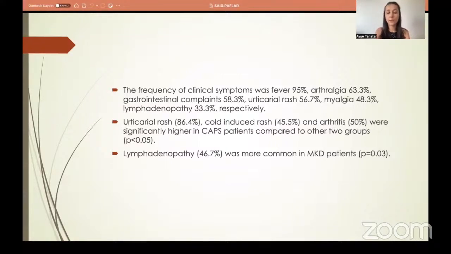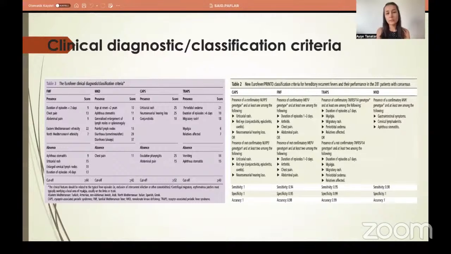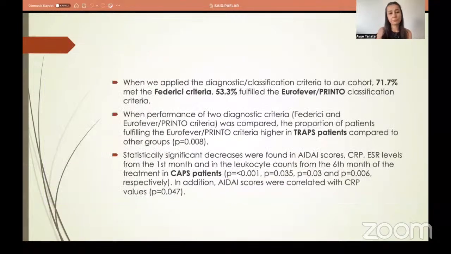Urticarial rash 86.4%, cold-induced rash 45.5%, and arthritis 50% were significantly higher in CAPS patients compared to the other two groups. Lymphadenopathy 46.7% was more common in MKD patients. Clinical diagnostic and classification criteria were shown in tables.